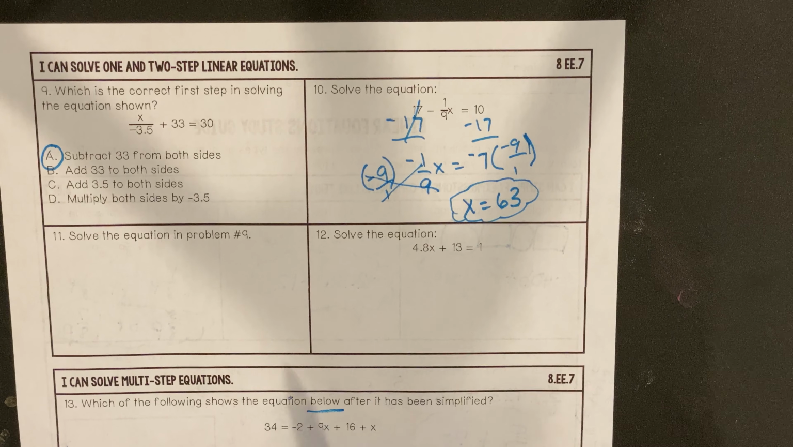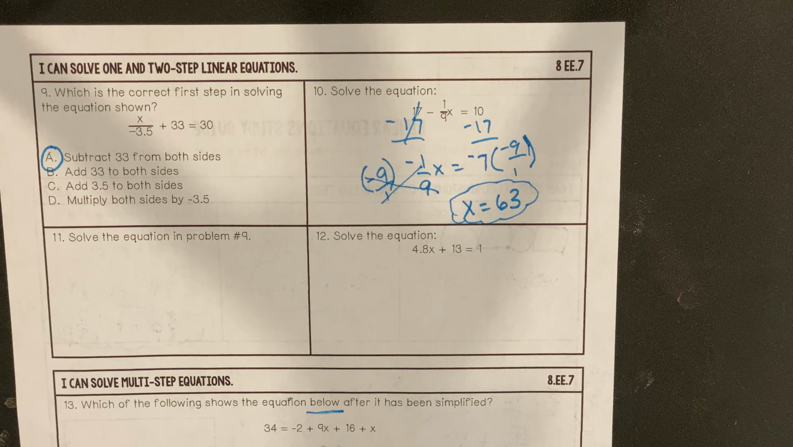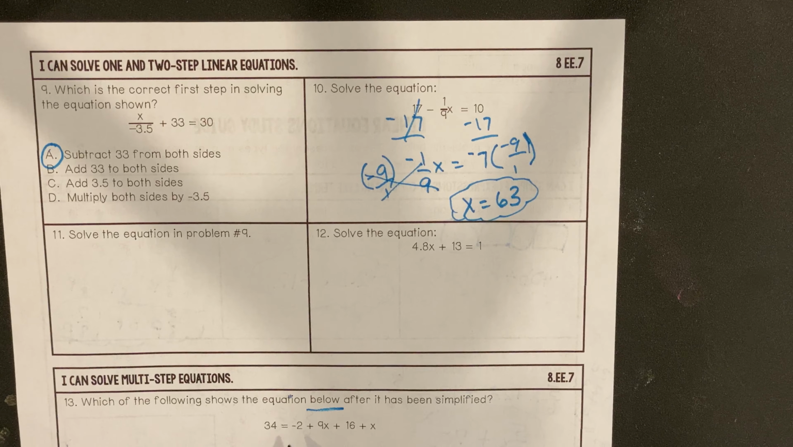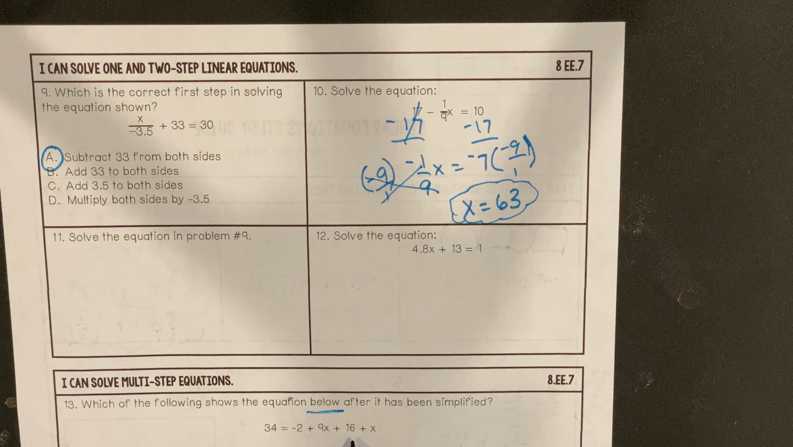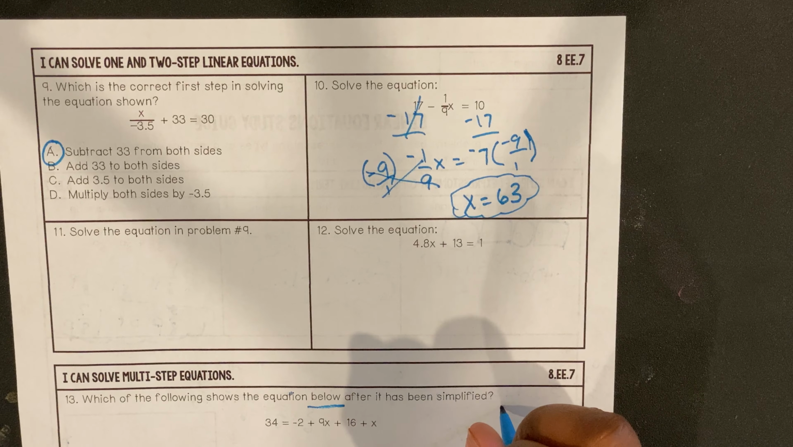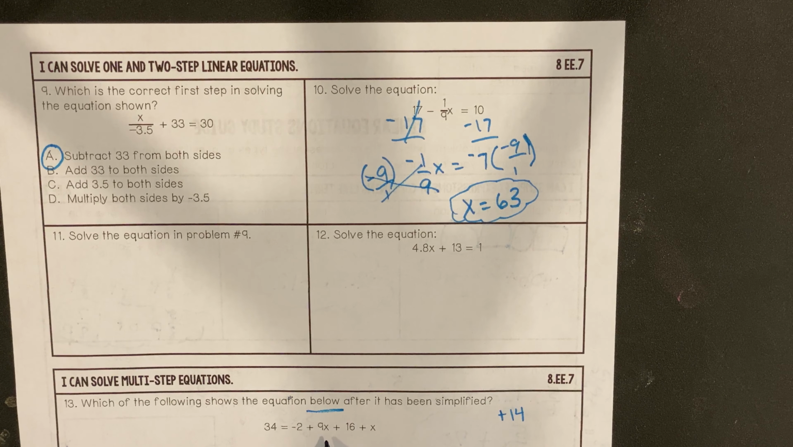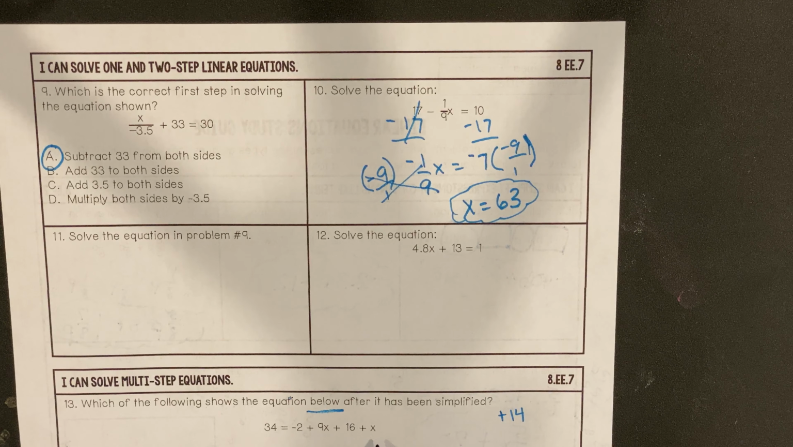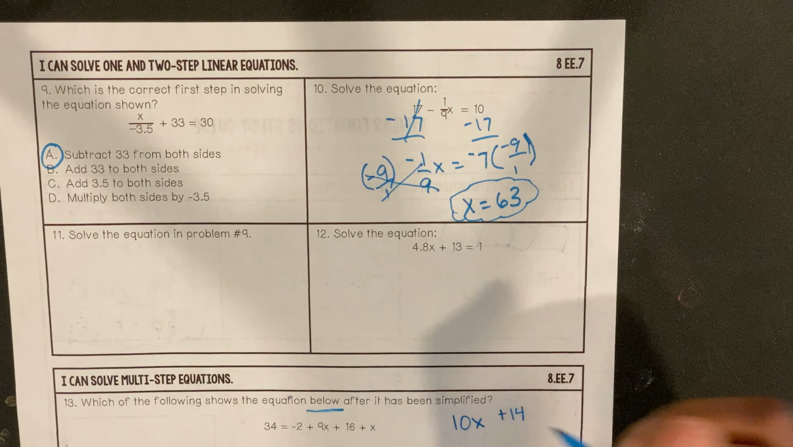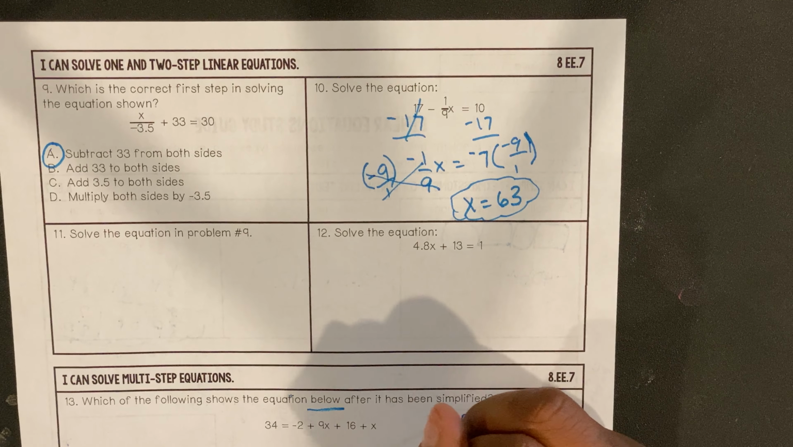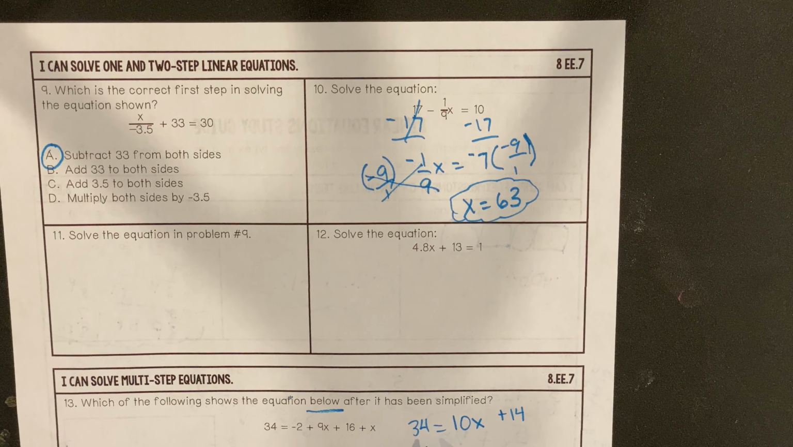So the first thing you should do is find out what it would look like when it is simplified. When I simplify it, I have -2 and a positive 16, which I'm going to end up with a positive 14. Then I look at my x. I have a positive 9x and a positive x. When I add them together, I get 10x. And I keep the equal sign and the number.